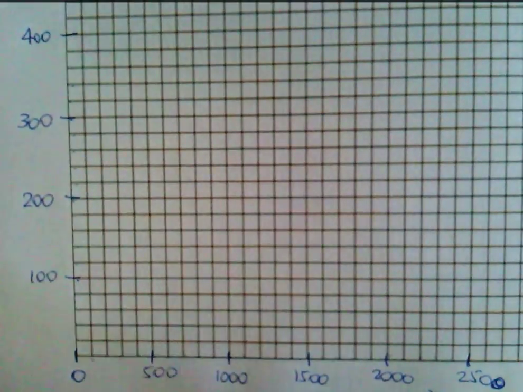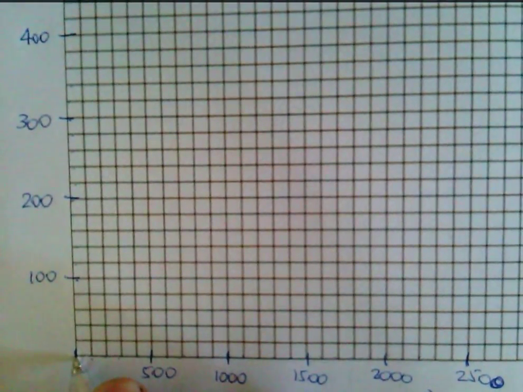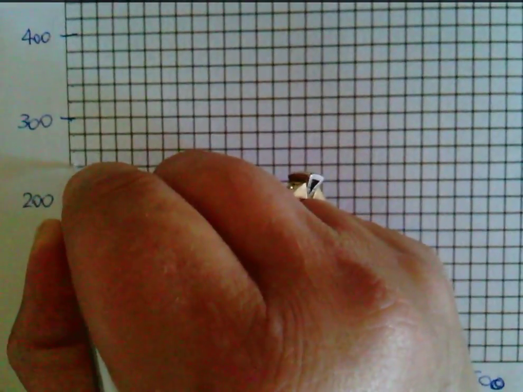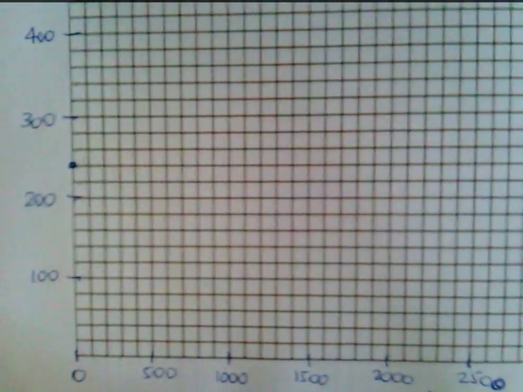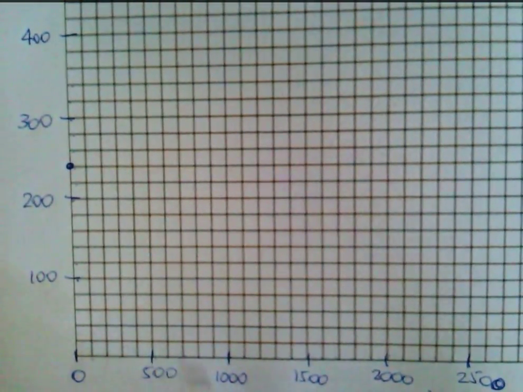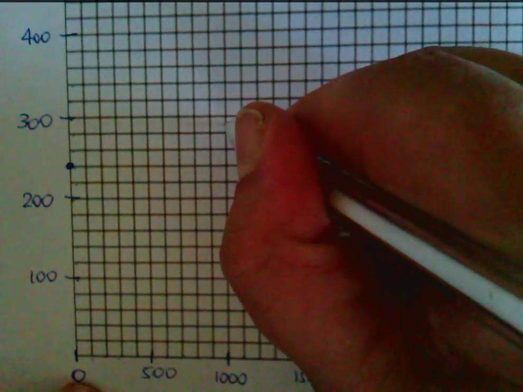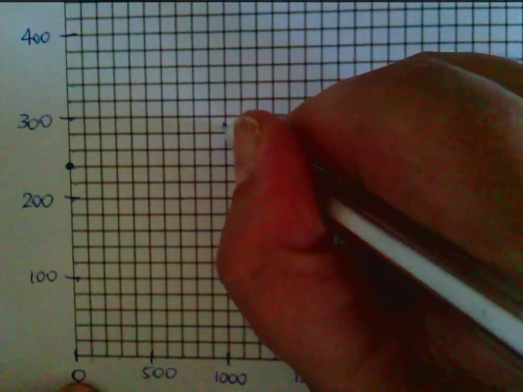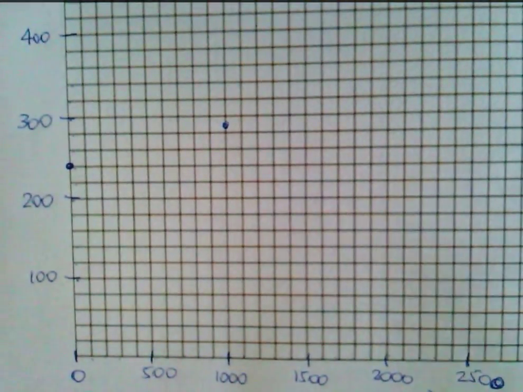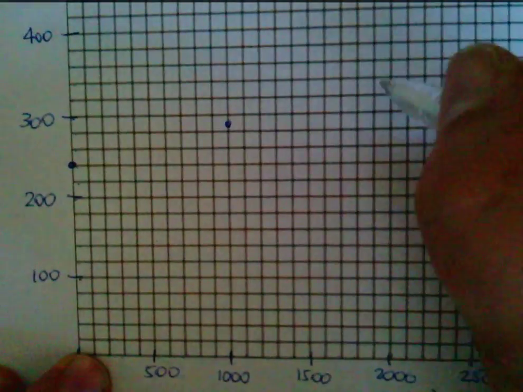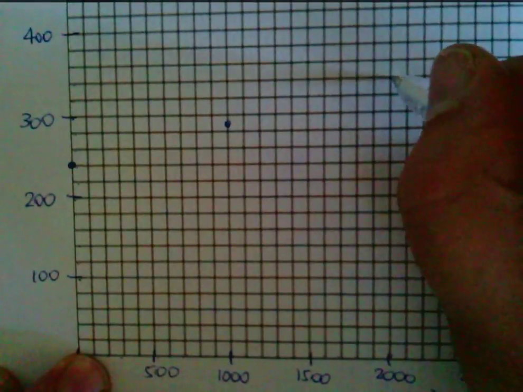Put in the values I had. When X is 0, Y is 240. When X is 1,000, it's 290, which is between, because it goes up by 20s. When X is 2,000, I've got 340. That's a better value to work with.